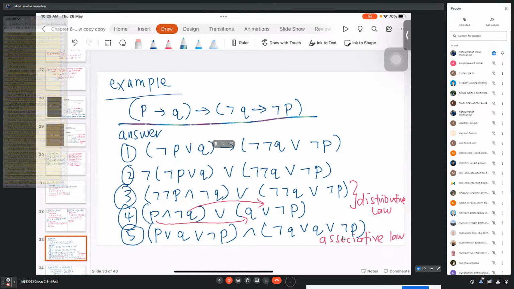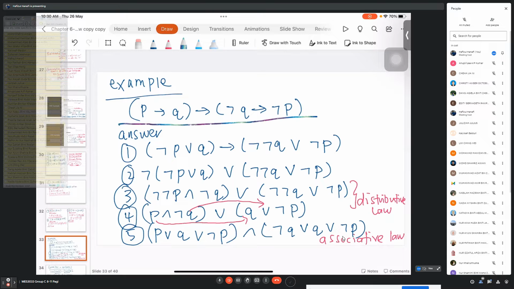Okay, kita sambung boleh? Okay, we have P implies Q, implies negate Q, implies negate P. So here we have implication. Implication, we have negate P or Q implies negate Q or negate P.